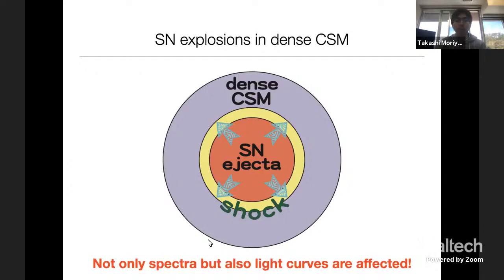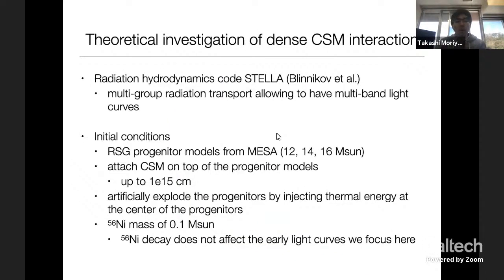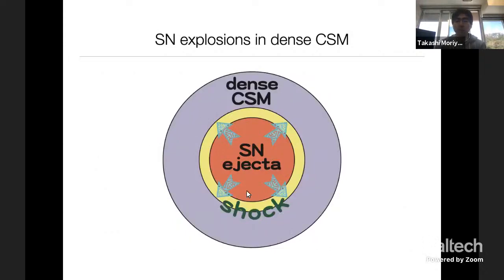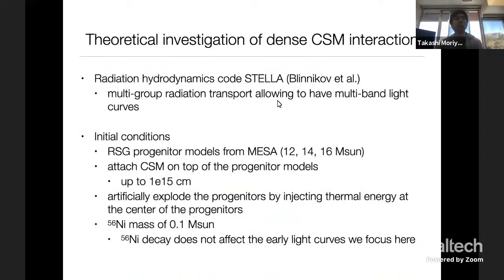So we saw the effect of this dense circumstellar matter in the spectra so far, but we investigated what will happen to the optical light curve if such dense circumstellar matter exists just above the red supergiant progenitors. So yeah, this is just details. We ran these radiation hydrodynamic simulations using the STELLA code. The luminosity will be affected by this shock, where the kinetic energy of the supernova ejecta is converted to radiation. So we need to deal with the radiation hydrodynamics.